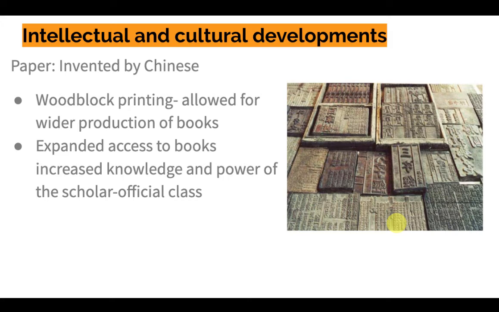So we have orange for intellectual and cultural developments. The growth of the scholar official class was fueled by China's advancements in paper making and printing. Chinese inventors developed paper as early as the 2nd century, but books had to be copied by hand.